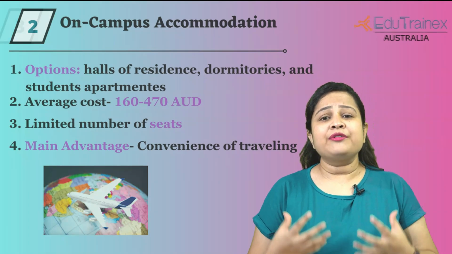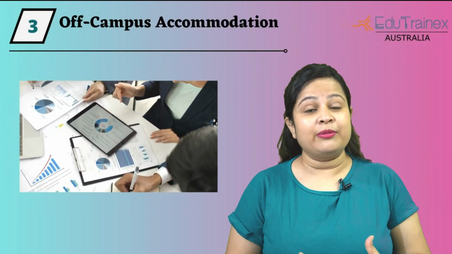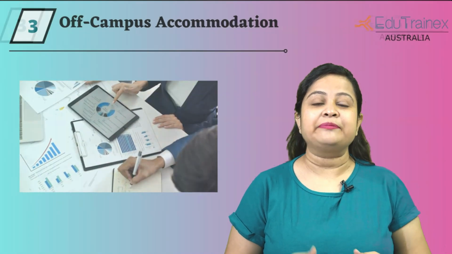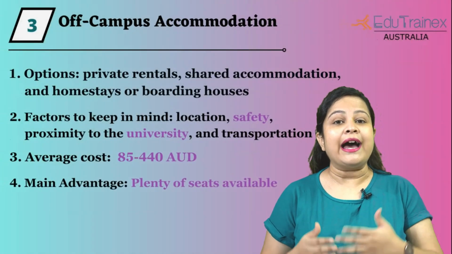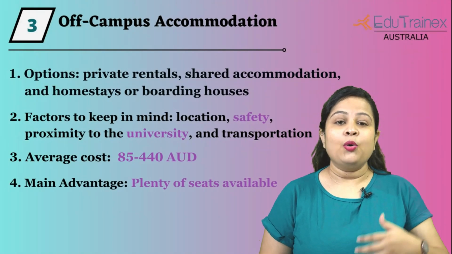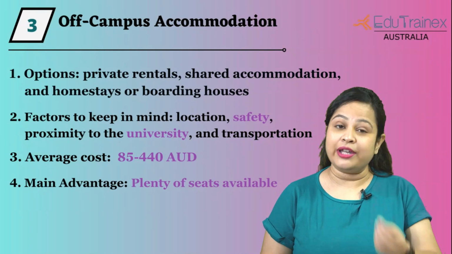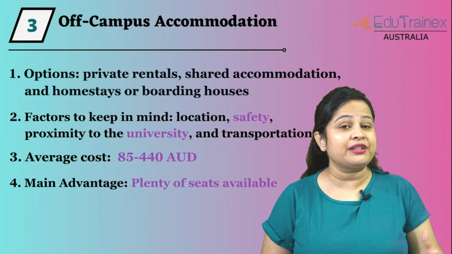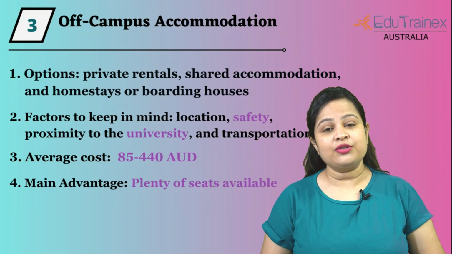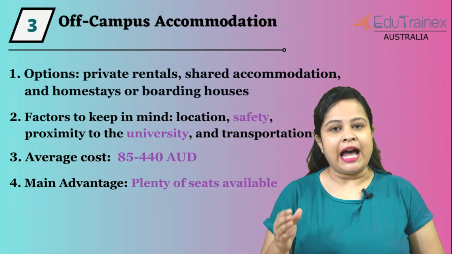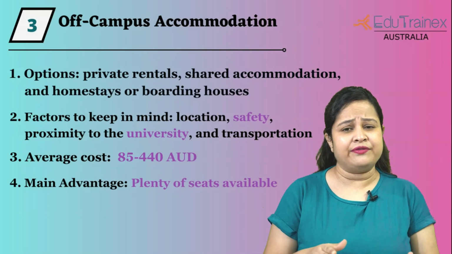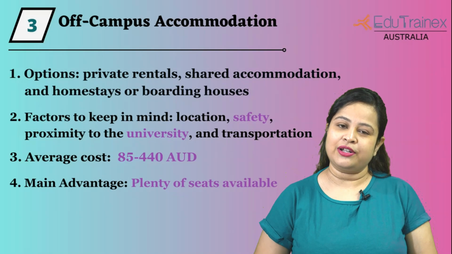Now, if you prefer more independence or on-campus accommodation is not available, then off-campus options are plentiful, like private rentals, shared accommodation and homestays or boarding houses. You'll have to keep many factors in mind when choosing off-campus accommodation such as location, safety, proximity to the university and transportation. So international students can rent off-campus accommodation without a local guarantor. The average weekly cost of off-campus accommodation is somewhere between 85 to 440 Australian dollars.